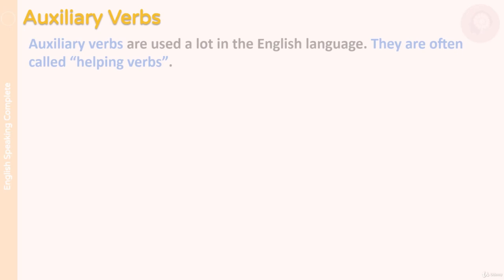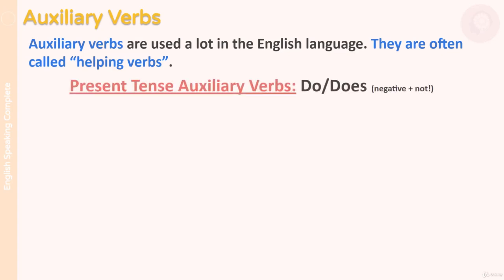Okay, so let's move on. Here is an exception to the rule when we use auxiliary verbs, and I mentioned them previously. Auxiliary verbs are used a lot in the English language, very commonly used by native speakers, and we can often call them helping verbs, though the technical name is auxiliary verbs. So here is an example of present tense auxiliary verbs, do and does.